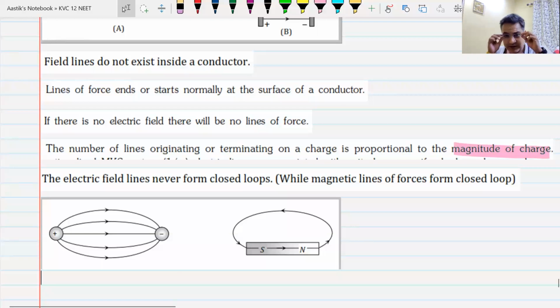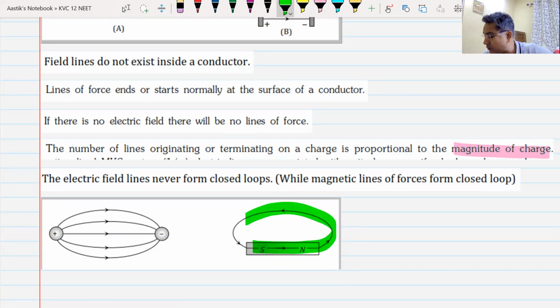Whereas magnetic field lines are closed loops. They don't have a starting point and they don't have an end point. You can see this. This is a magnetic field line. It is in a continuous loop. So we understand this, it's in a loop.